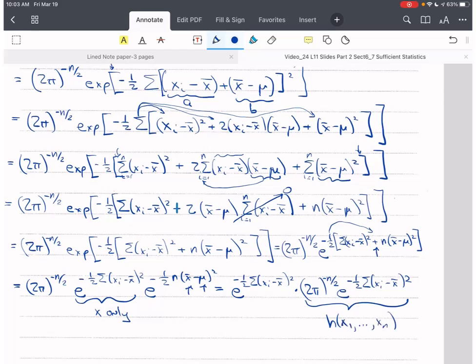Now, this constant can go with either one. Since it doesn't contain an x and it doesn't contain a mu, it's really up to you which one you want to put it with. It's really immaterial. It does not matter. It's a function of n only, so it can be in either one of these. All right? So there is not just one right answer for this. There's two.